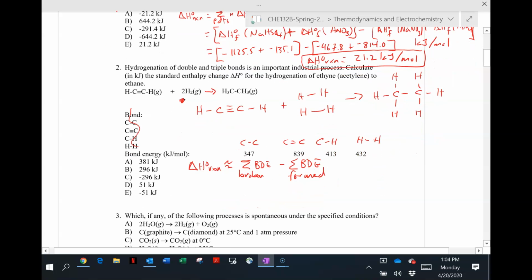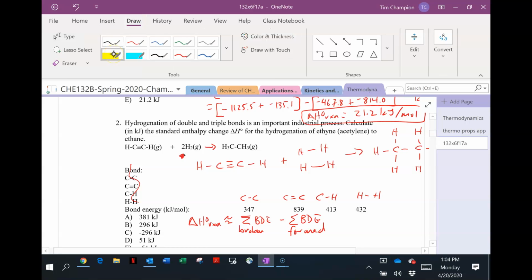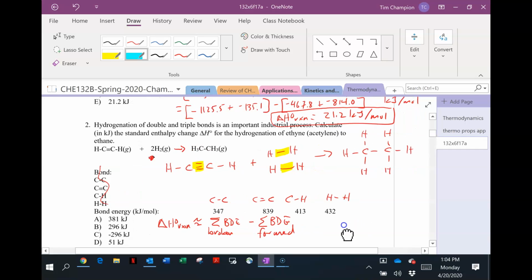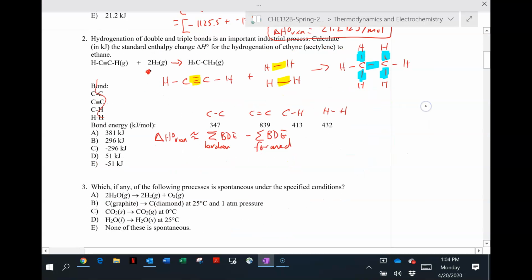And so you can cut this up how you want to. I guess what I'm going to do is get the highlighter here, and let's highlight the bonds that are being broken. So we're breaking a triple bond between the carbons, and we're breaking these hydrogen-hydrogen bonds right here. And then let's do in blue the bonds that we're forming that are new. The triple bond is being replaced by a single bond, and we're forming 4 new carbon-hydrogen bonds in blue there. So that can be how we think of this.